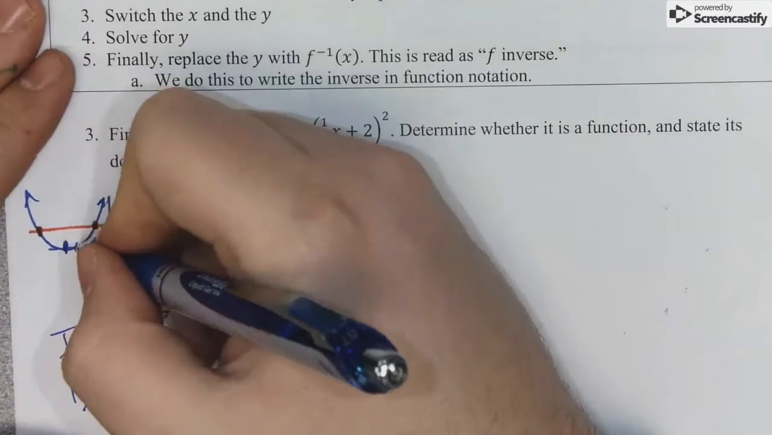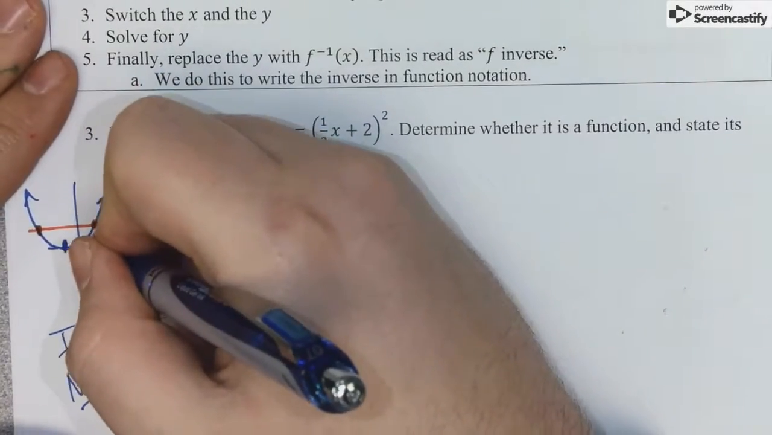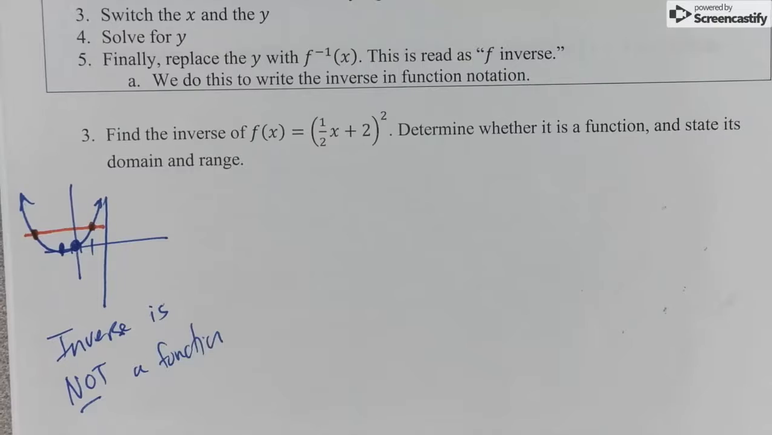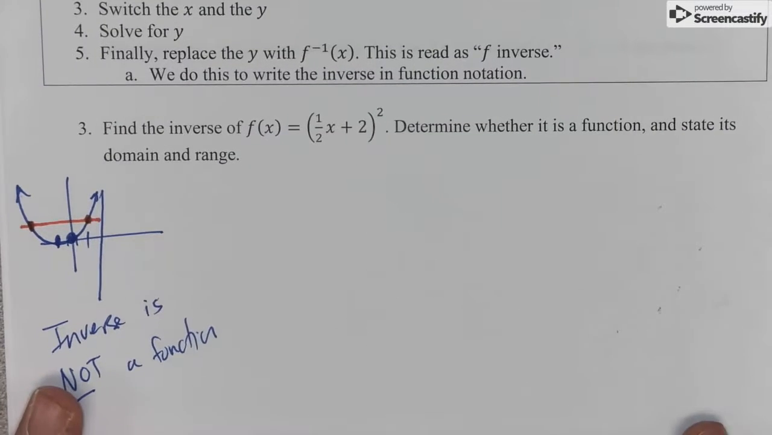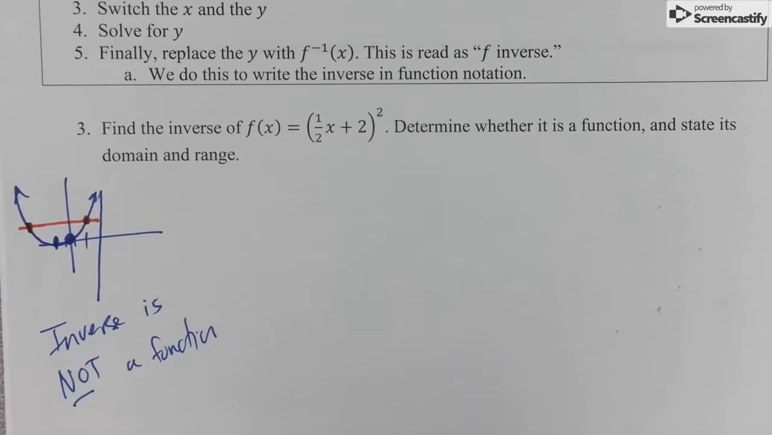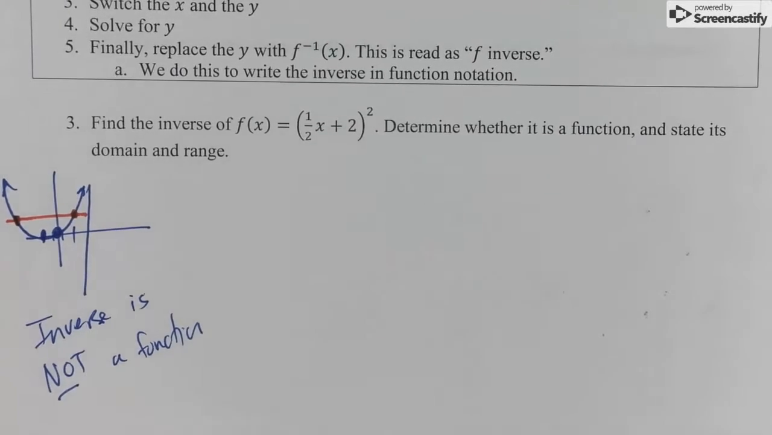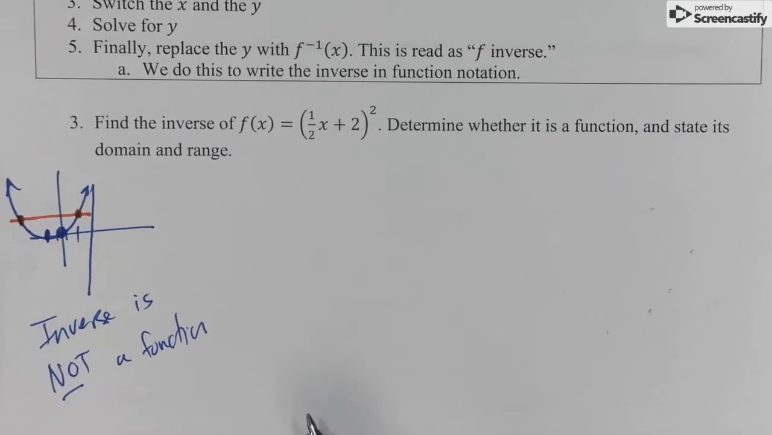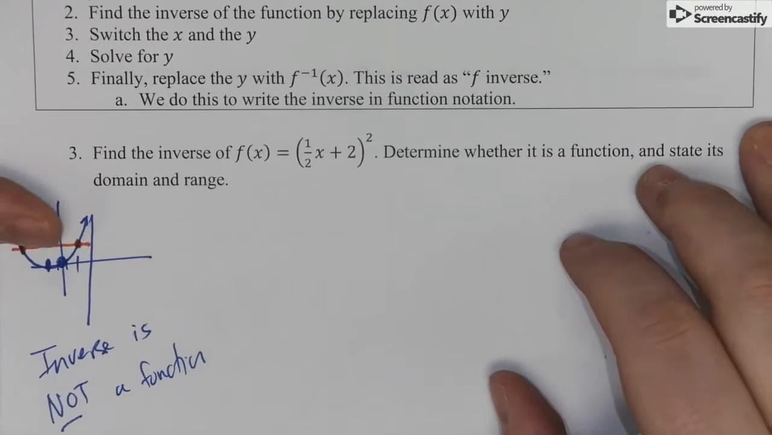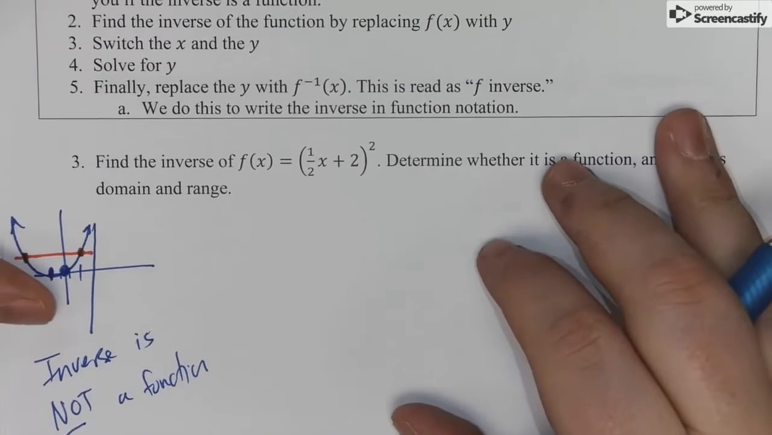But notice the original thing was, like if I drew the vertical line, it passed. So just because the original function is a function does not mean that the inverse is a function. Notice the inverse would fail the horizontal line test, right? Or sorry, not the inverse. The original function failed the horizontal line test. So let's find what the inverse of this function is.